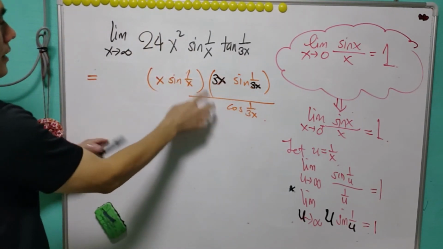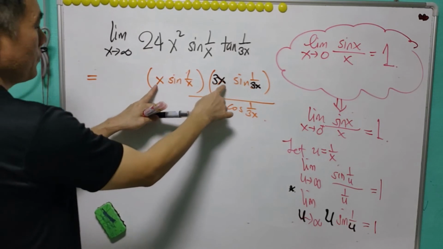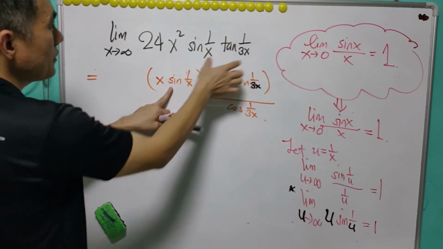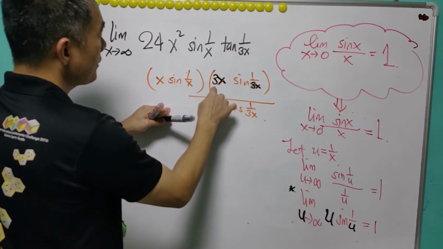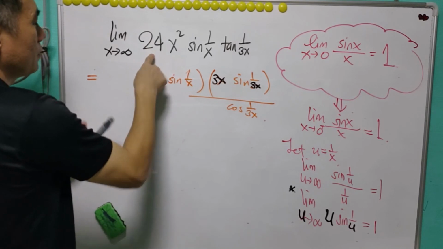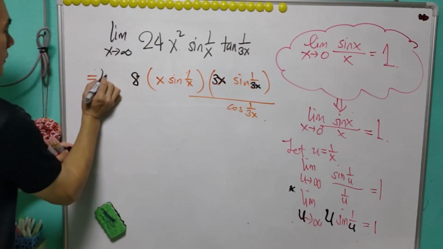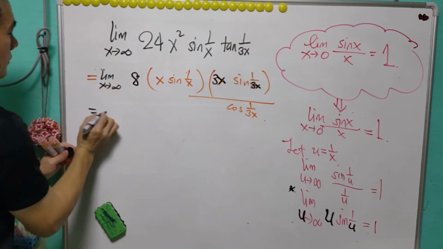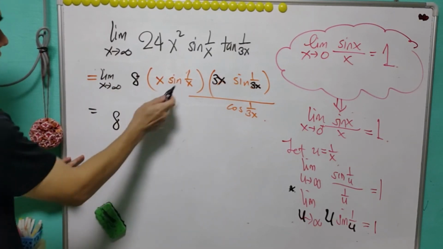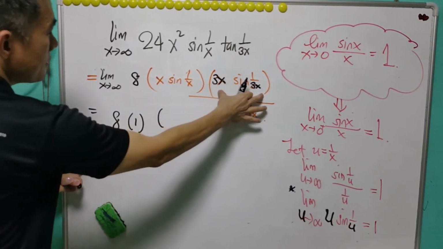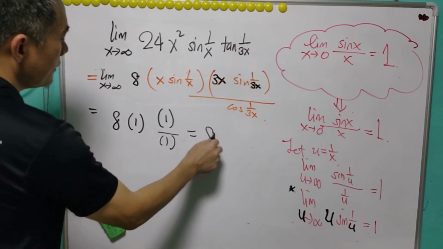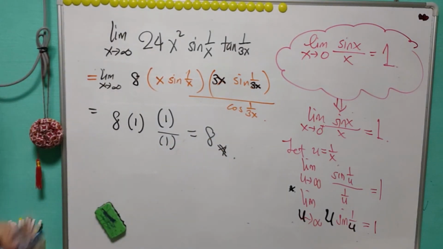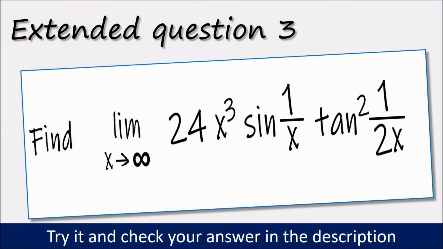And now we should compare: x squared we have here, sine 1 over x we have here, tangent 1 over 3x is sine over cosine. That is an extra 3 here, and it should come from 24. Then we are left with 8. And therefore, the answer will be equal to 8 times 1. And this will give 1. Cosine 0 also gives 1. And therefore, the answer is equal to 8. With this, you may try the next question as shown.